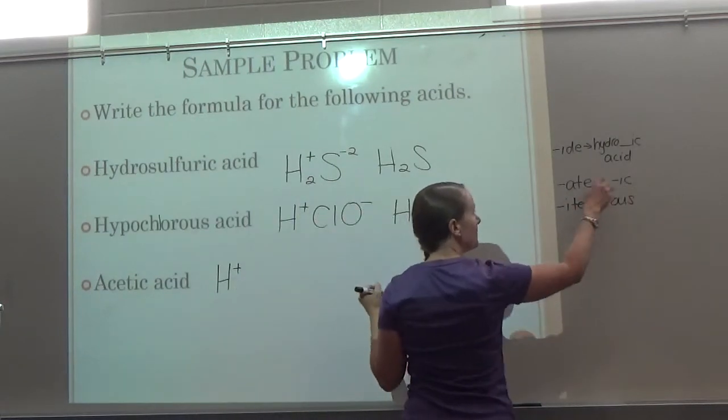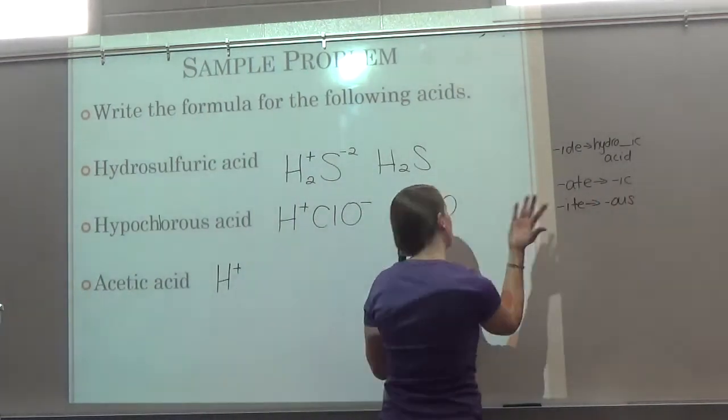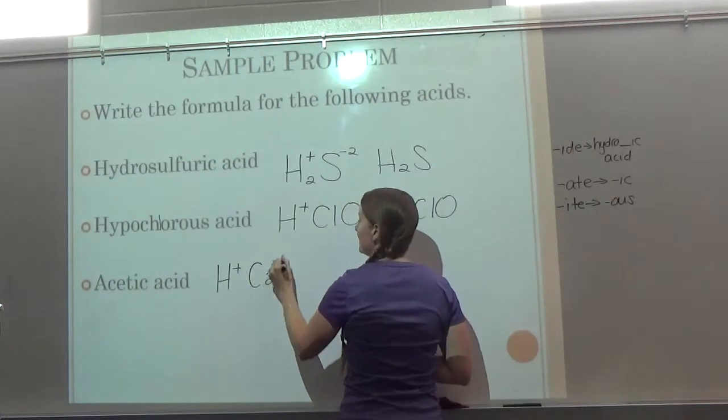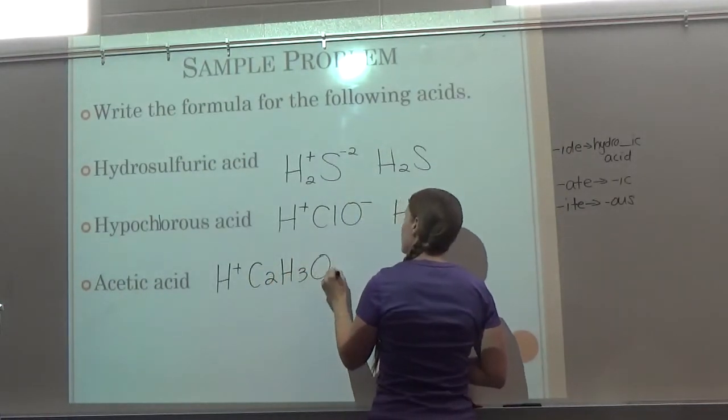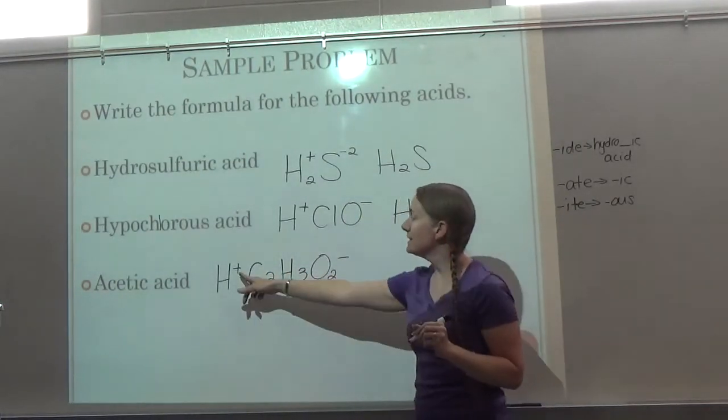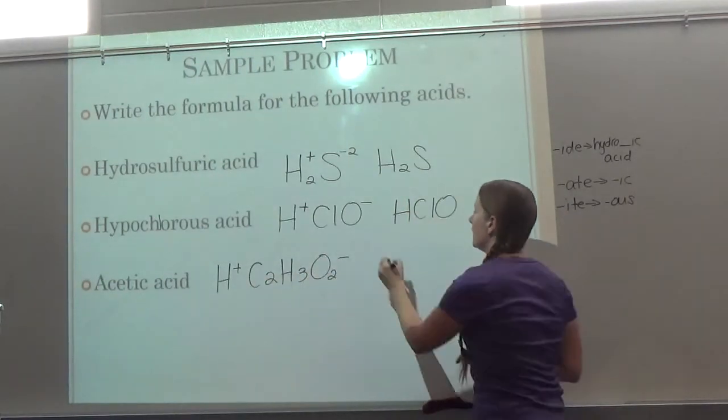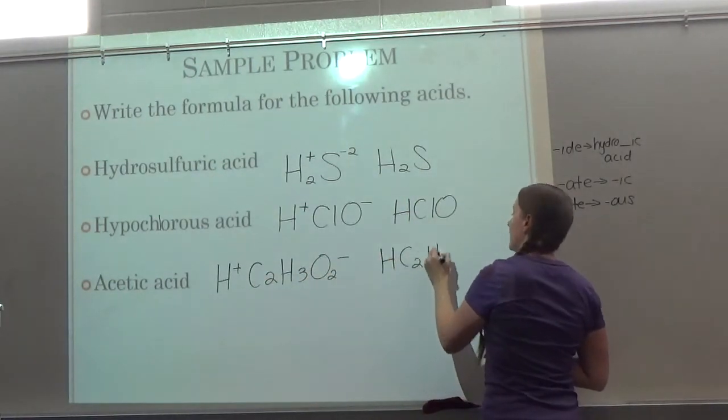Acetic came from acetate. So if you look at your polyatomic ion sheet, acetate is C2H3O2 -1. So since I have a positive and a negative, they cancel, and so I'll leave it like this.